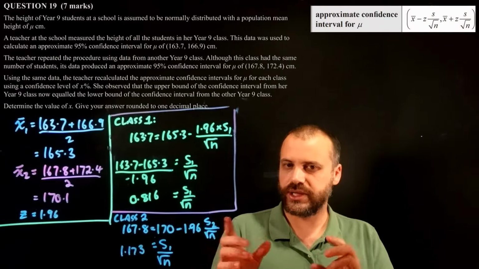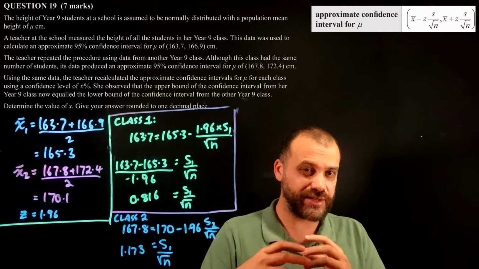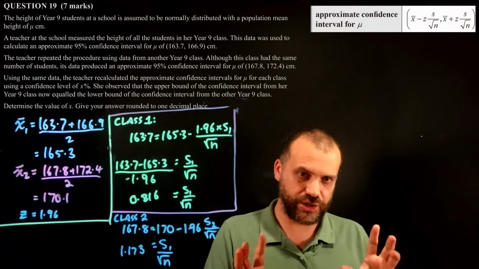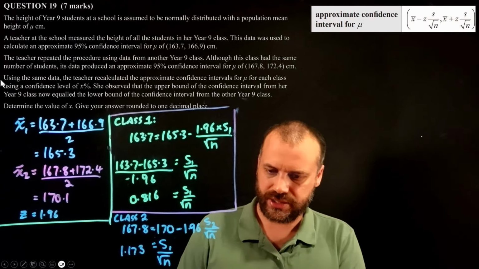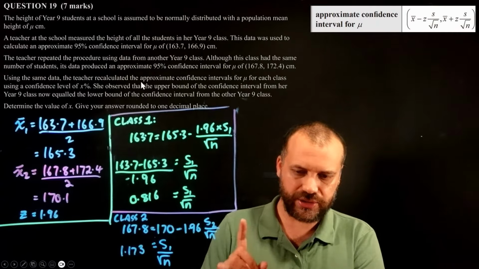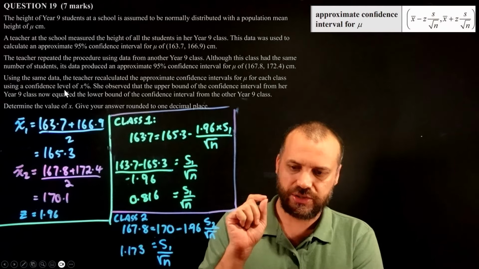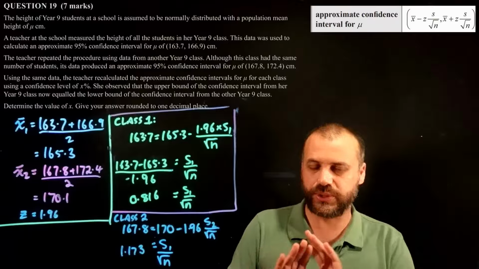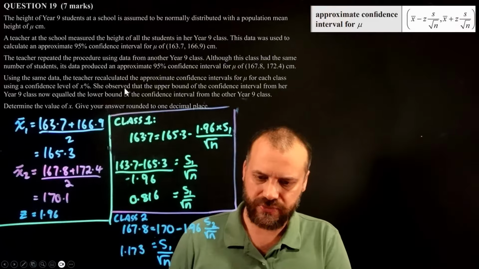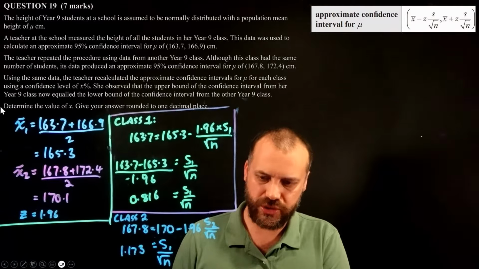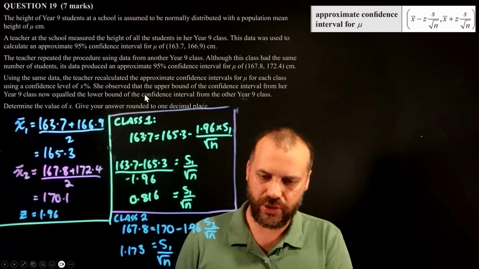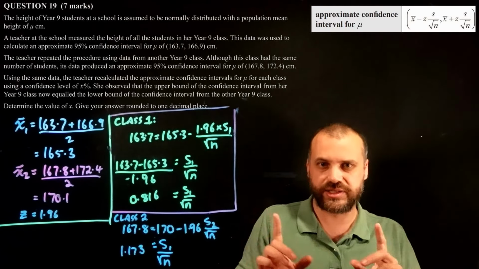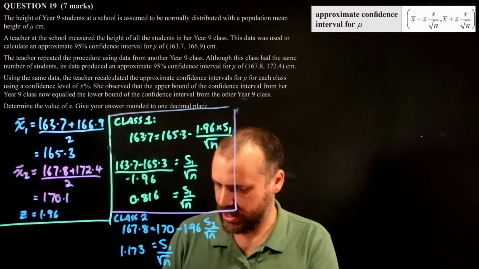Now, why did we do that? It becomes obvious when we do this next step, and again, in the real world, it's when I'm doing this next step that I would realize that rearranging would be a good idea. So what does the question say? It says, using the same data, the teacher recalculated the approximate confidence intervals for each class using some other confidence level. So not 95, some other confidence level. We don't know what the confidence level is. She observed that the upper bound of the confidence interval from her Year 9 class now equaled the lower bound of the confidence interval from the other Year 9 class. Okay, that's the key. That's the secret. We're going to create a beautiful equation from that.